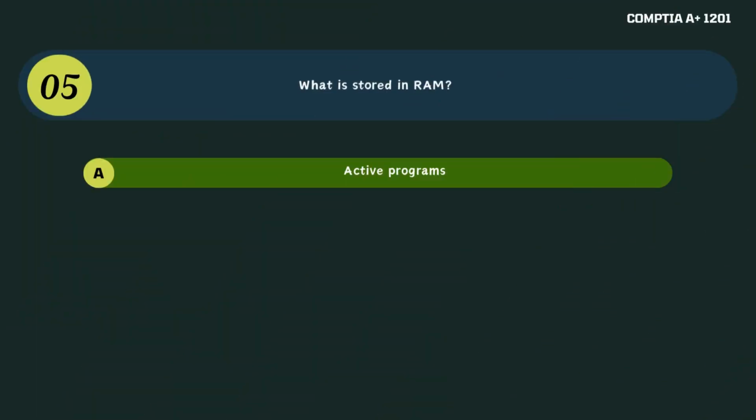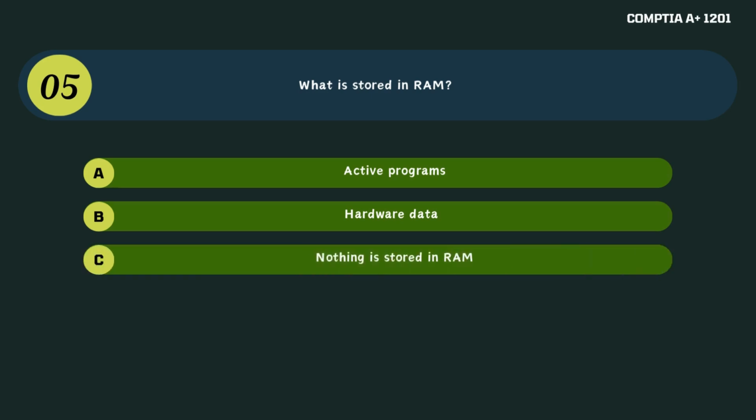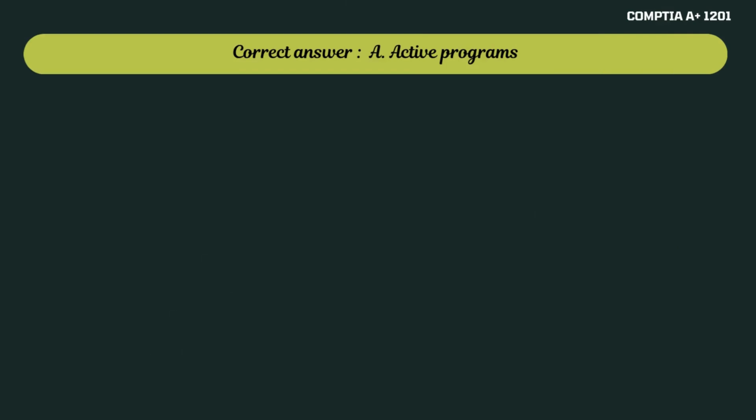Question 5. What is stored in RAM? A. Active programs. B. Hardware data. C. Nothing is stored in RAM. D. Inactive programs. Correct answer A. Active programs.